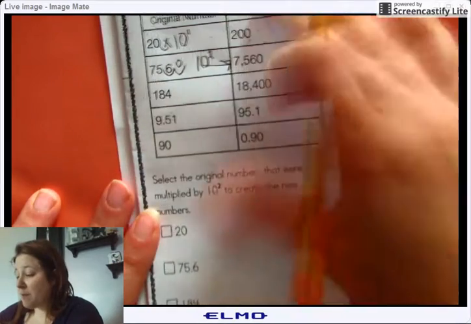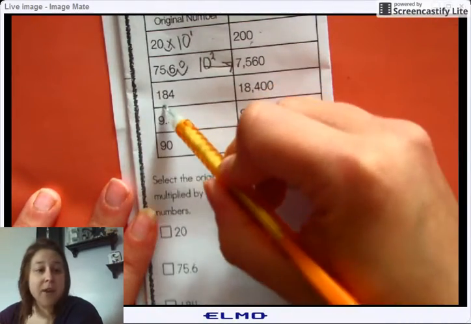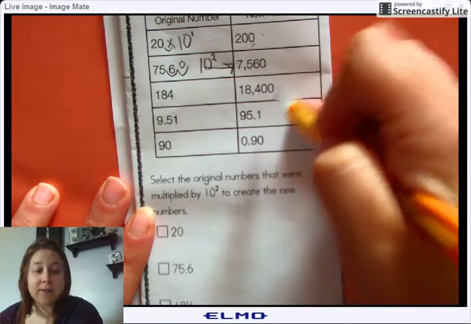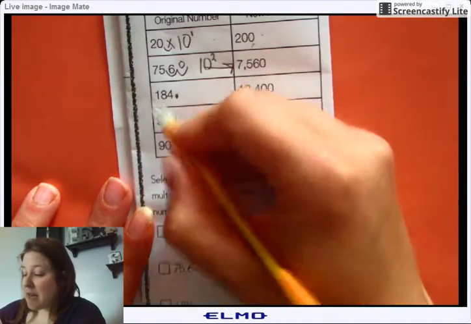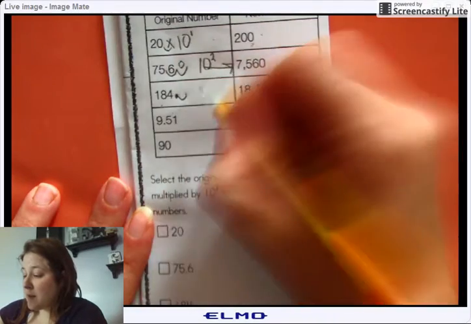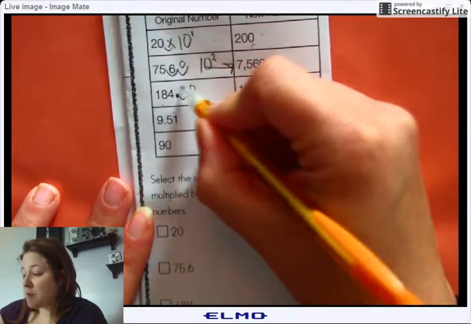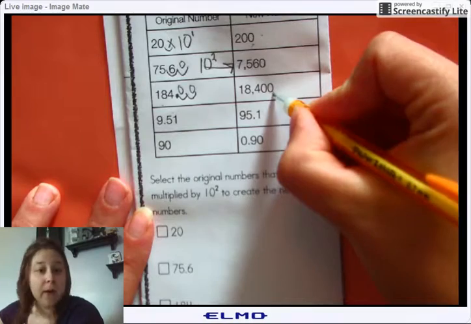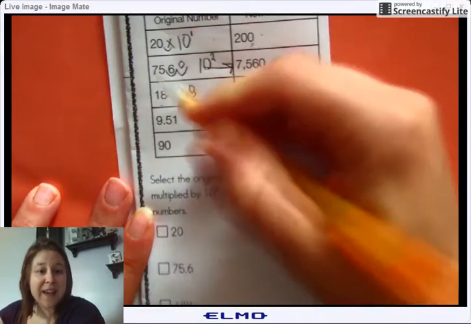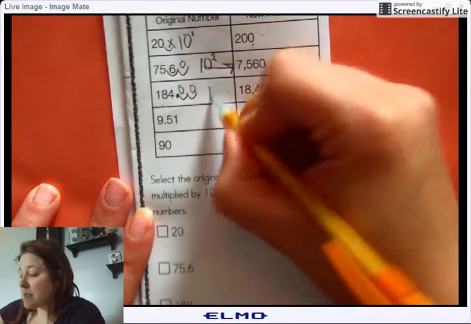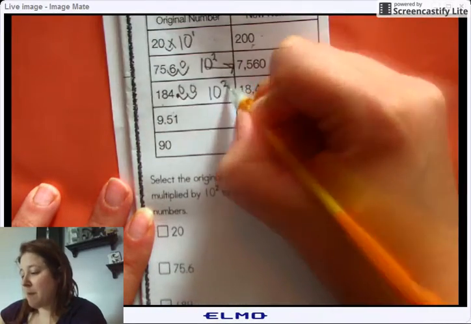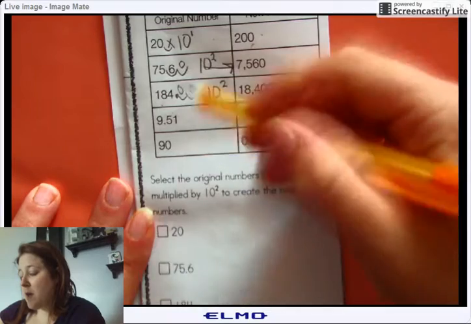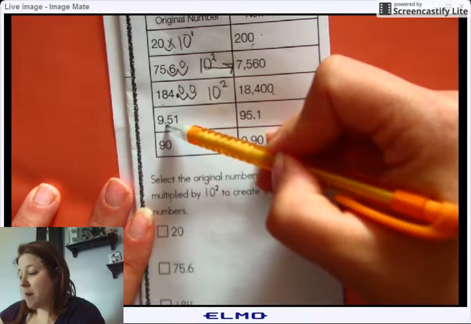The third one, I need to get 184 to 18,400. My decimal starts right here. I'm going to end up moving it 1, 2 to add the 2 zeros so that it equals this number right here. And if I added 2 zeros, it's now to which power? Yep, the 2nd power.